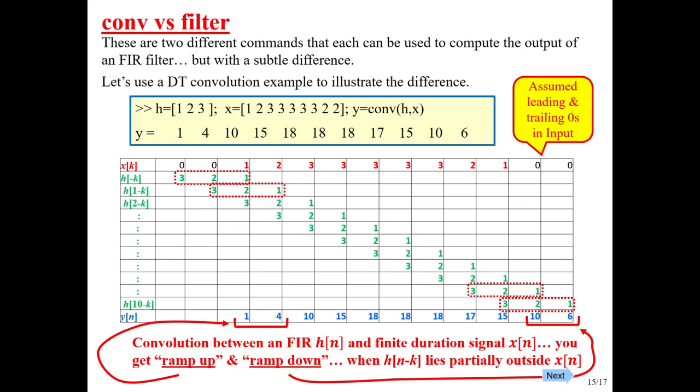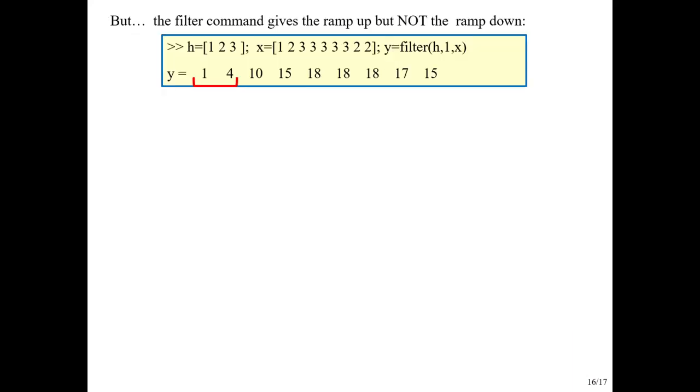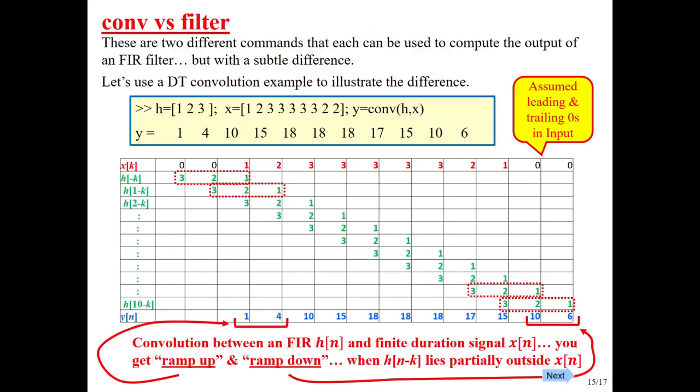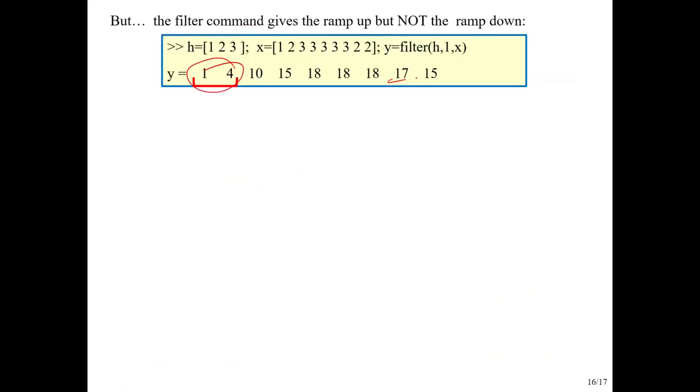And so now let's see what we have for the filter command. If we do the same example for the filter command, we look at the output that comes and we see, oh, a 1 and a 4. That's the same ramp up that we had here. But notice that it stops at 15. There's 17 and then 15. It doesn't show the ramp down. That's just built into the programming of the filter command.